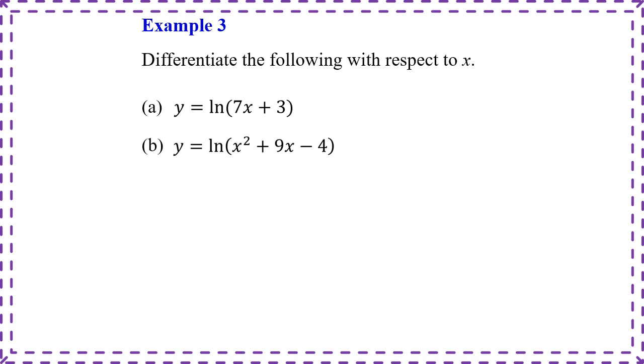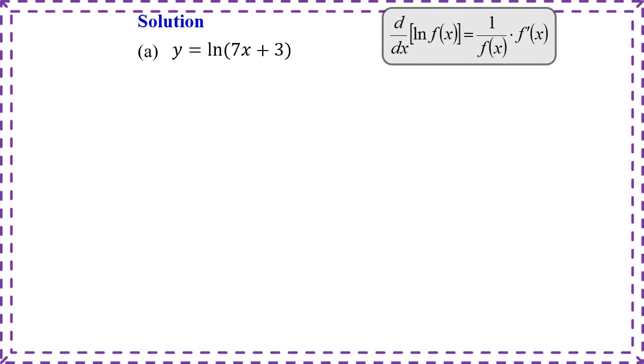Now let's do some examples. Example 3, differentiate the following with respect to x. For question A, y equals natural log of 7x plus 3. For question B, y equals natural log of x squared plus 9x minus 4. Okay, for question A, what is our f(x) in this function? 7x plus 3 is our f(x).